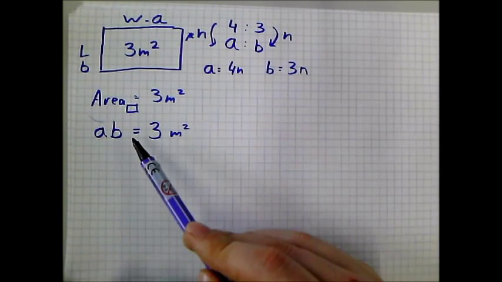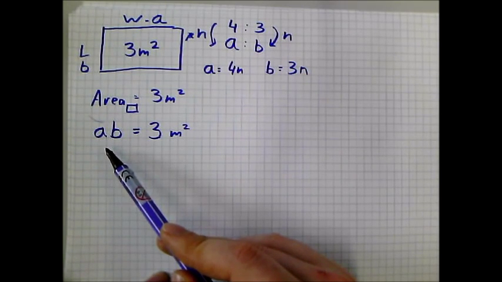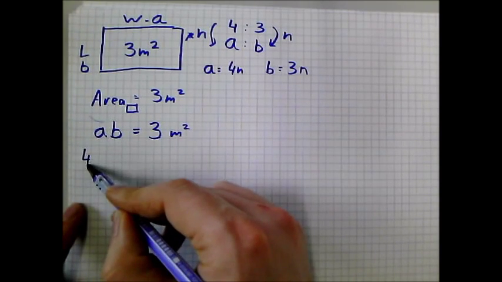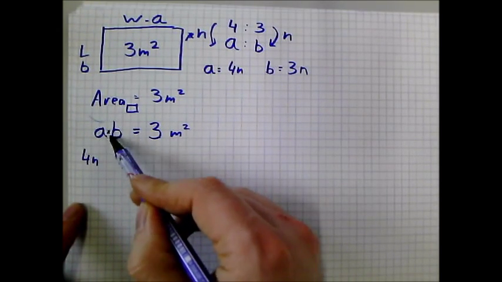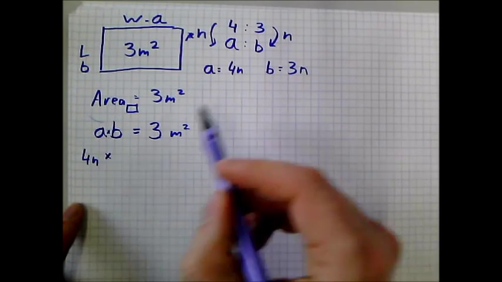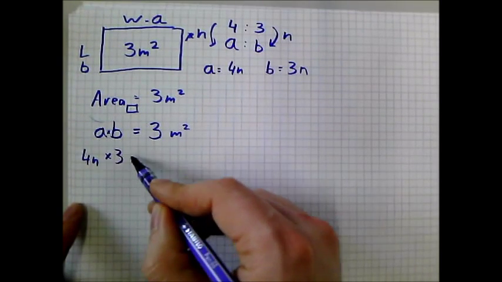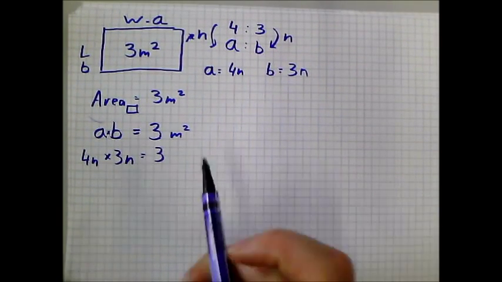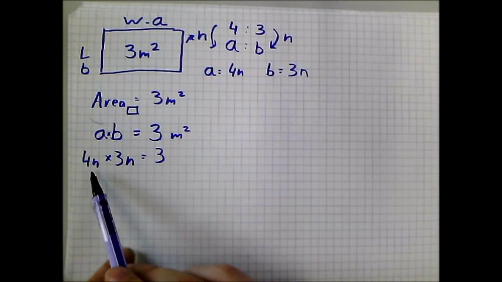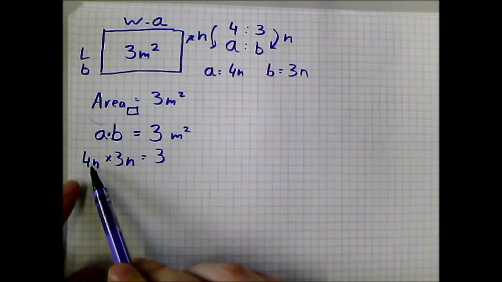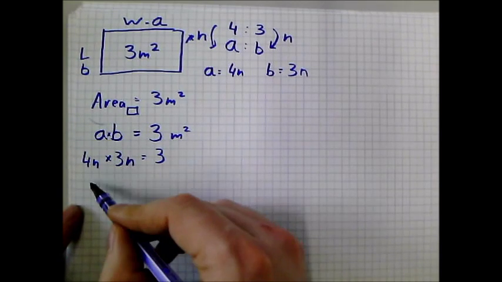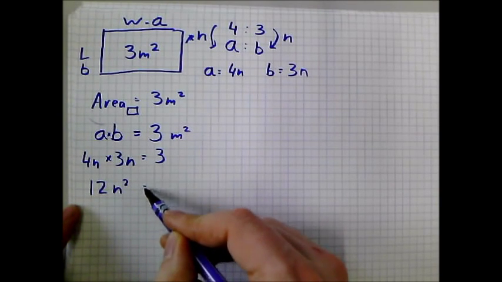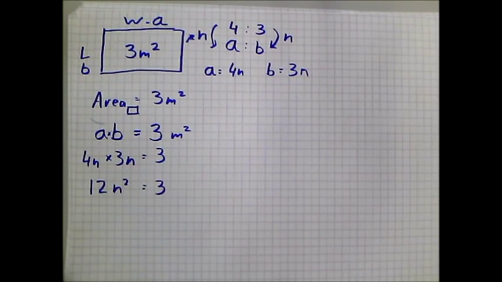So now, looking back at my original equation here for the area, I've got A times B equals 3. Now I know A is 4n, and it's an invisible multiplier sign there, so multiplied by B, which is 3n, and this will give me the answer 3. Okay, I can now simplify this. So 4 times n times 3 times n. I can multiply the numbers first, so 4 times 3 is 12, and n times n is n squared. So I've just tidied that up a little bit, equals 3.